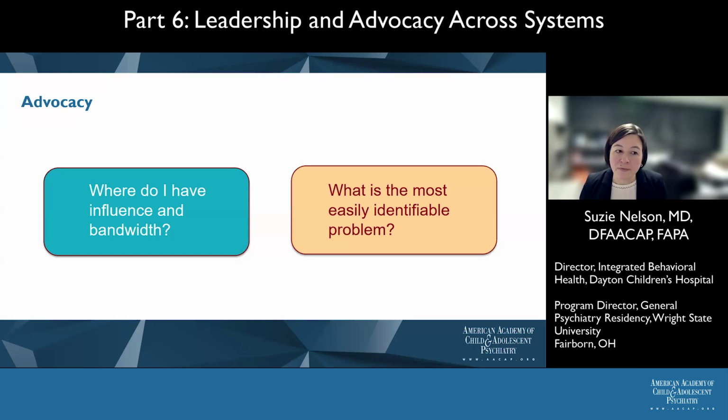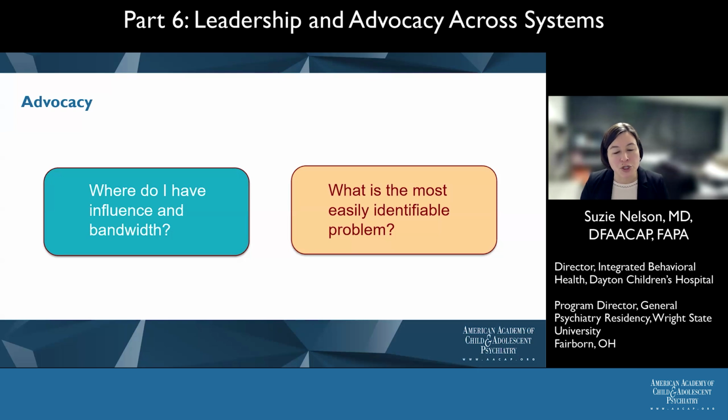So where do I have influence and bandwidth is a very important question to ask yourself at the outset. Depending on the model of collaborative or integrated care that is being delivered in your particular area, or that you're beginning to look at that could be of benefit for the population that you treat and the population that is within your area of responsibility, are there stakeholders with whom you have influence and bandwidth in order to be able to get that buy-in with them?